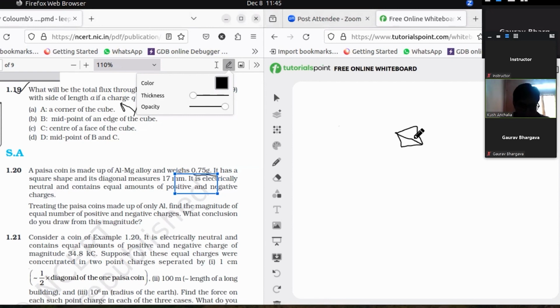It measures 0.75 kg. It is electrically neutral and contains equal amounts of positive and negative charges. Treating the Paisa coin as made of only aluminium, find the magnitude of equal number of positive and negative charges. What conclusion do you draw from this magnitude? I didn't get this one. It has some dimensions. It is electrically neutral and contains equal amounts of positive and negative charges.